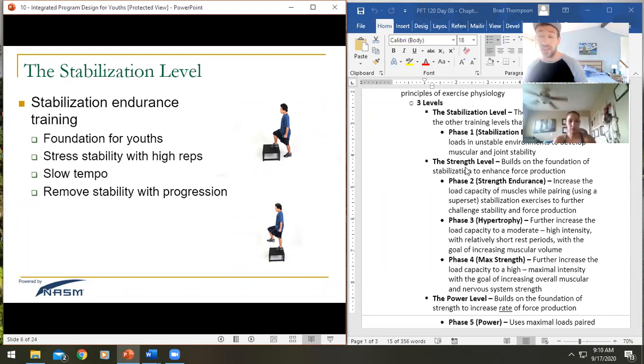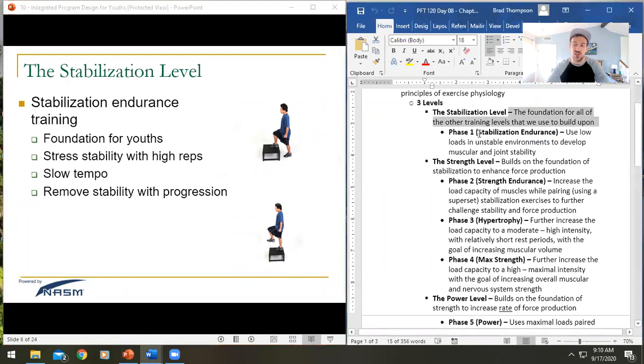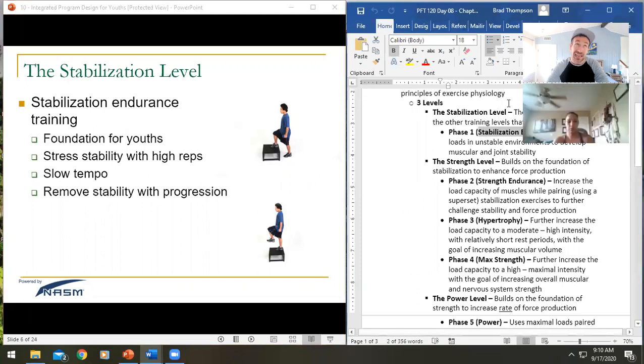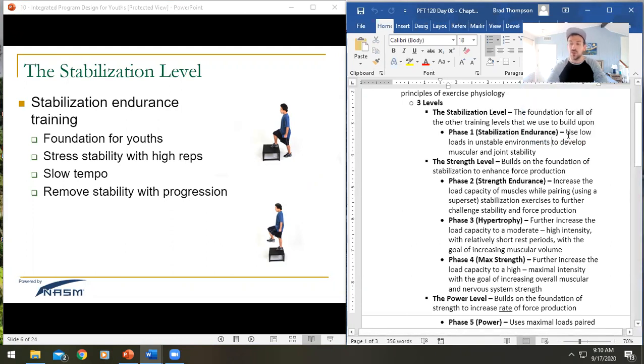So the stabilization level consists of one phase, which is the stabilization endurance phase. Technically, this is something I struggle with: I often just call the phase and the level both stabilization. Technically, the phase is the stabilization endurance phase. It's a better descriptor because it is developing endurance. That one phase uses low loads in unstable environments to develop muscular and joint stability. So you're teaching the muscles how to contract, but not over contract, and you're teaching the joints how to stabilize.